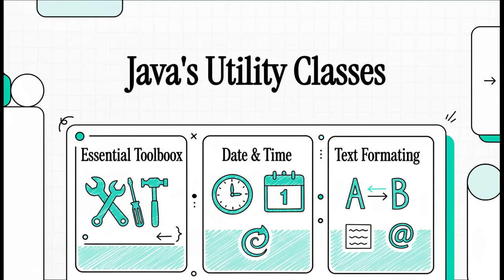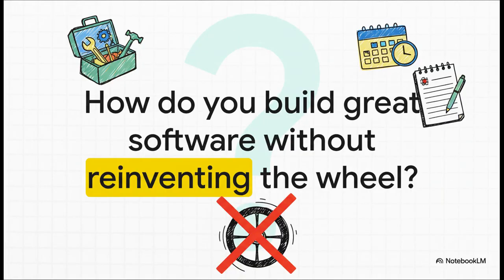Hey everyone, and welcome. Today, we're going to crack open the secret weapons that every great Java developer has in their back pocket, the built-in utility classes. These are the tools that let you write better, smarter code way faster. So let's dive in.